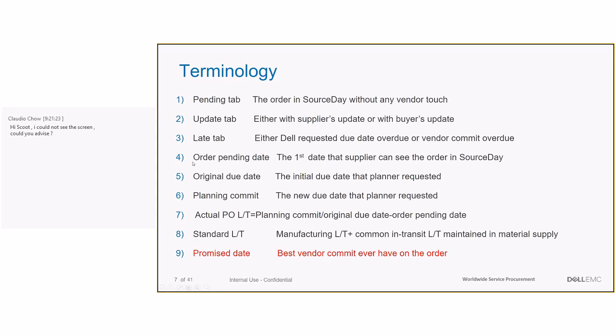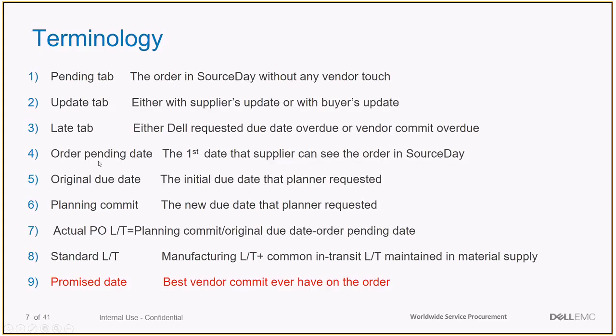So to be fair, we try to calculate the first time you can see the date, the PO, okay? And the planning commit already explained before, standard lead time, okay? Promise day is the best day you ever committed there, but this day still not final implementation, so we mark it as red. So the terminology actually you can understand in during my last page explanation, okay?